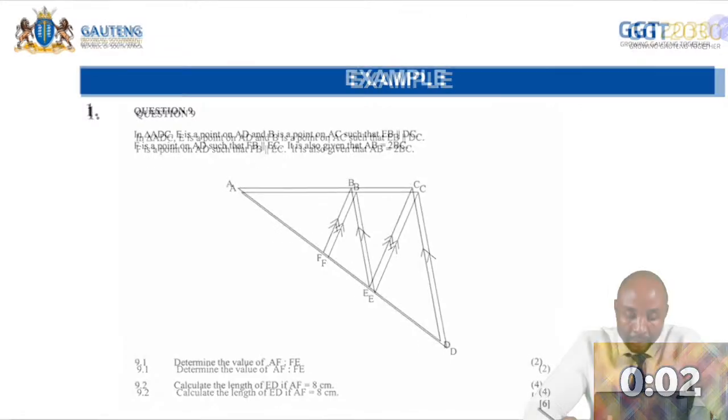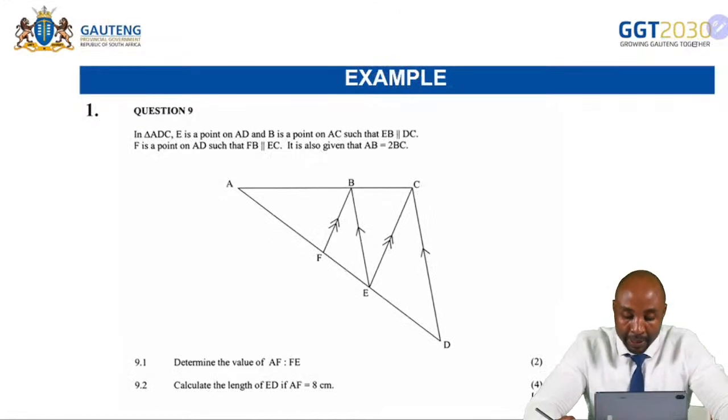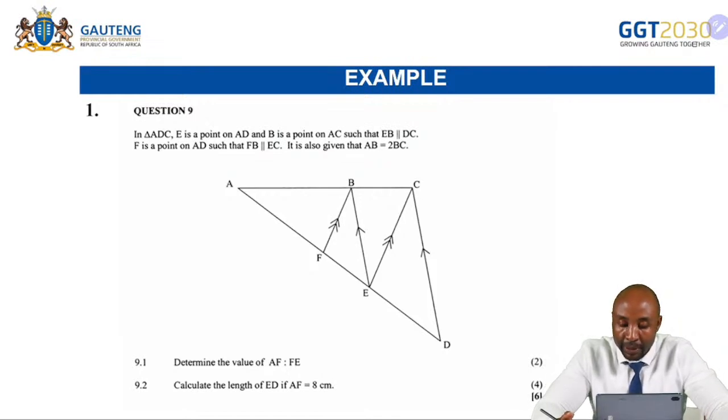Here is an example. It's taken from a past examination question paper. In triangle ADC, E is a point on AD and B is a point on AC such that FB is parallel to DC. F is a point on AD such that FB is parallel to EC. It is also given that AB is equal to 2 times BC.